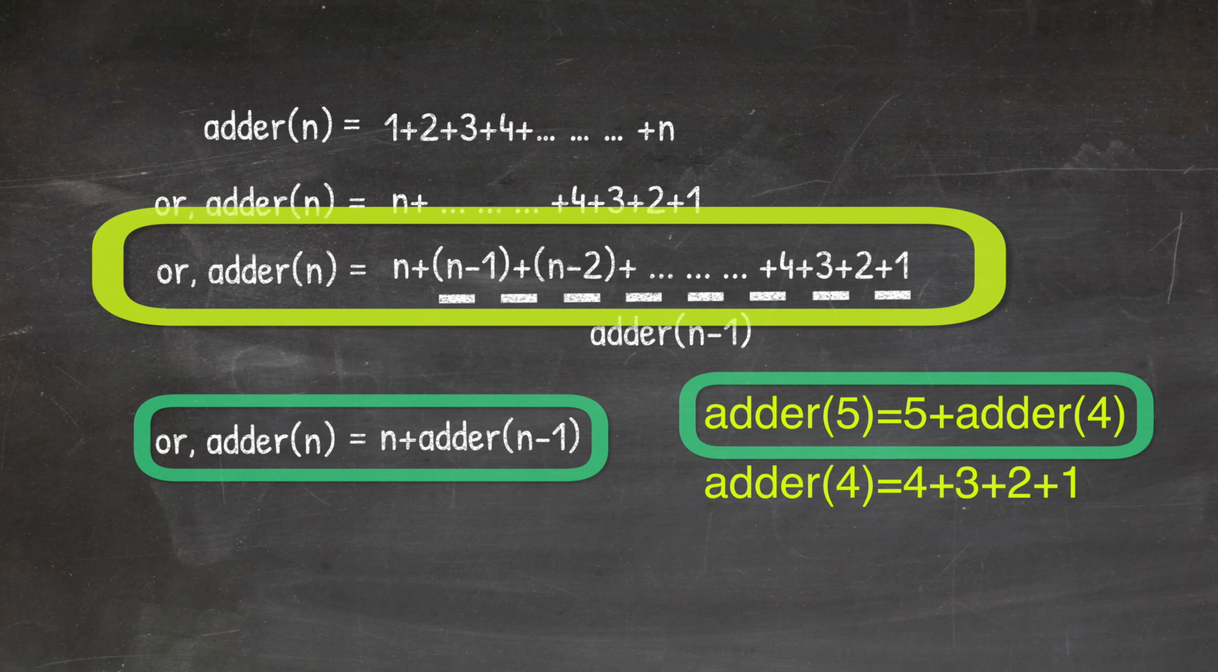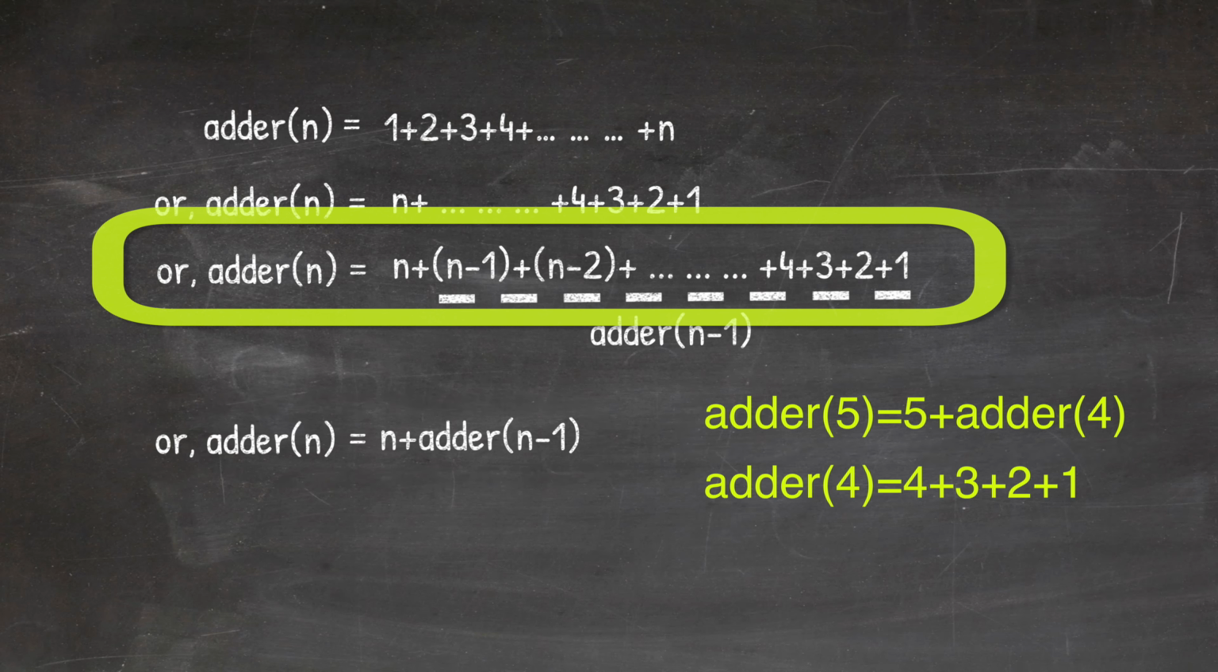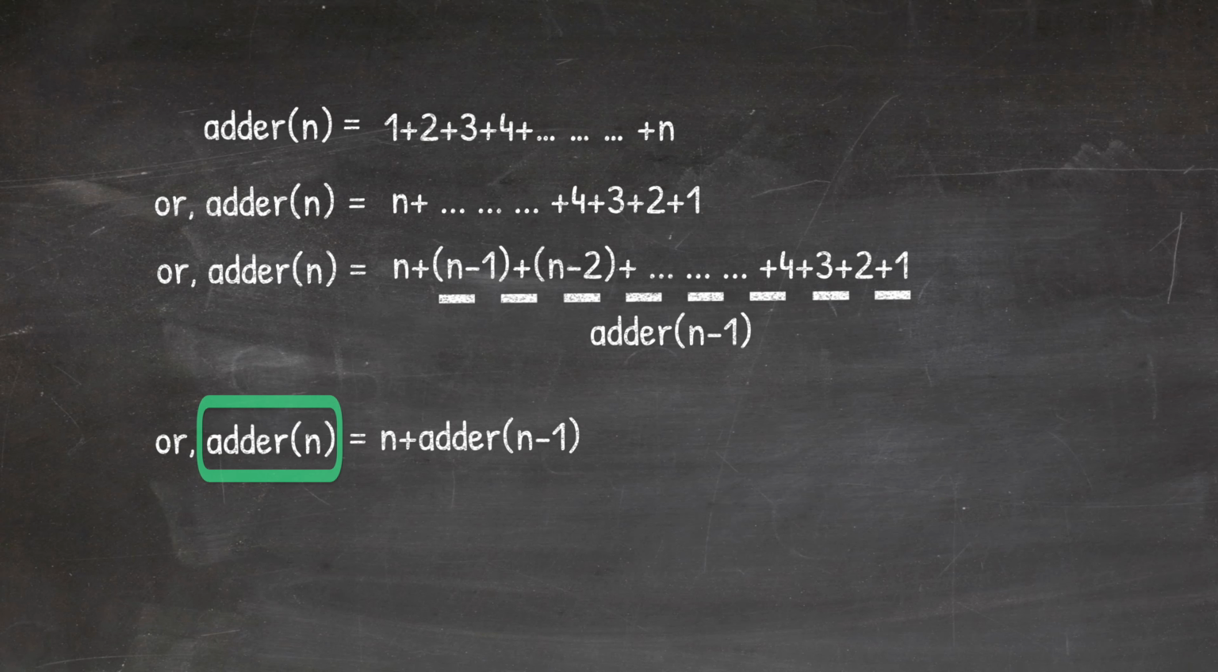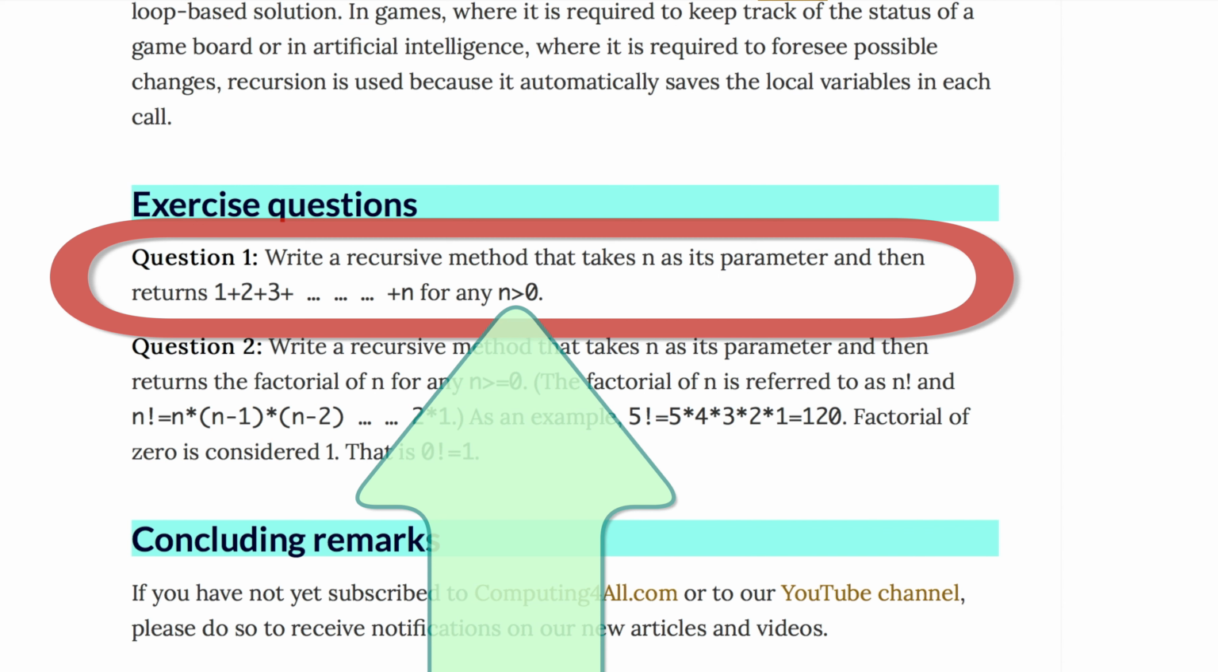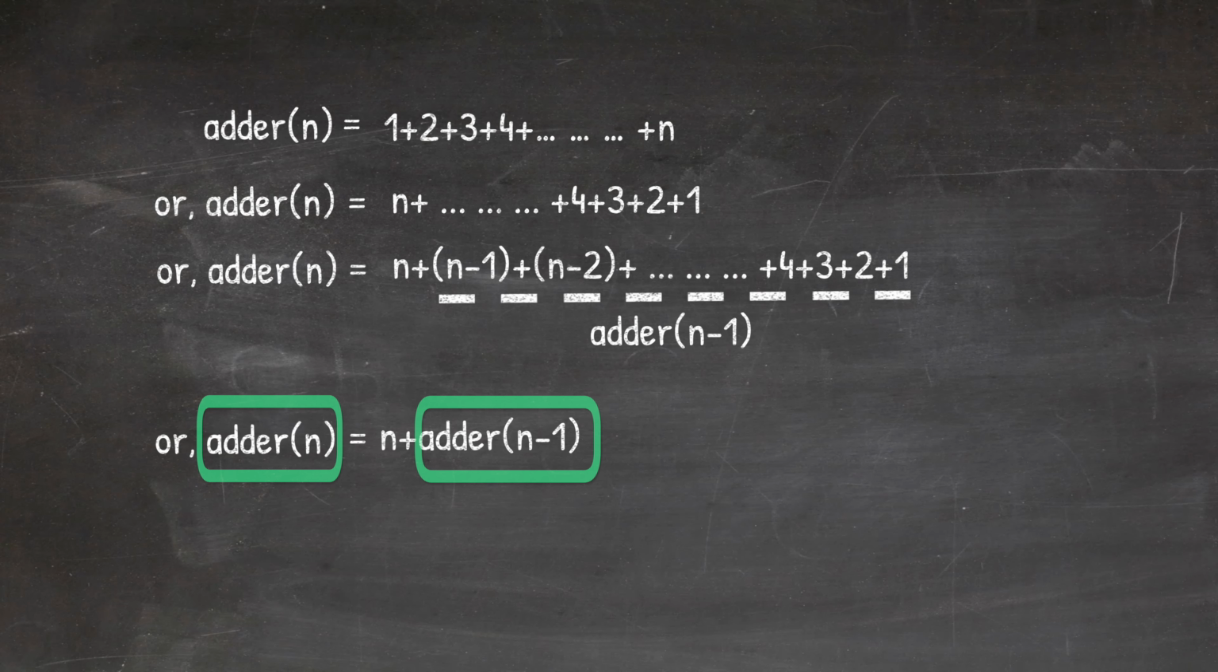Notice that it is already a recursive equation. On the left side, we have the function adder with parameter n. On the right side, we have the same function adder but with a smaller parameter n minus 1. Notice that the problem description already states that n should be greater than 0. That means if the recursion ever reaches a parameter 0, we should return something that does not contribute to the summation. Something that does not contribute to a summation is 0.